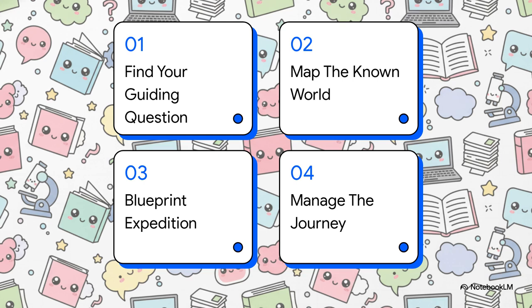First, we'll find our guiding question. That's our destination. Then, we'll map the known world with a literature review. After that, we'll blueprint our expedition by writing a really solid proposal. And finally, we'll cover how to manage the journey itself to make sure you get to the finish line.